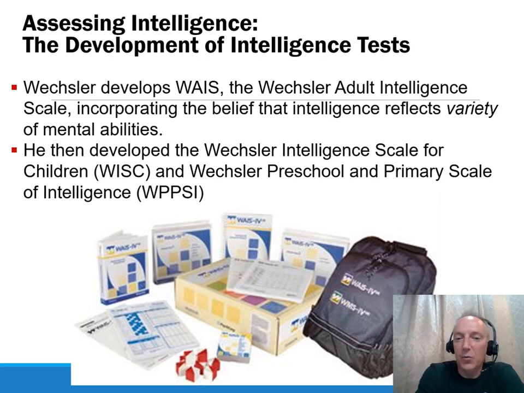Then he developed the Wechsler Intelligence Scale for Children, the WISC, and that was able to test kids from about 6 through 16. And then he developed the Wechsler Preschool and Primary Scale of Intelligence, the WPPSI, which allowed us to test kids from like 2.5 to 7. So we now have tests that can be used from toddler all the way to the elderly.